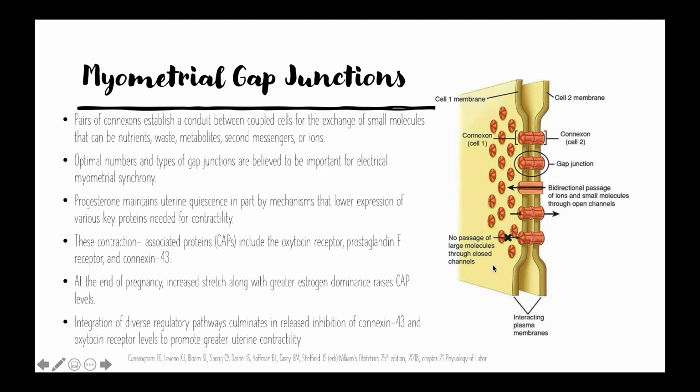Progesterone maintains uterine quiescence in part by mechanisms that lower the expression of various key proteins needed for contractility. These contraction-associated proteins, or CAPs, include oxytocin receptor, prostaglandin F receptor, and connexin 43. At the end of pregnancy, increased stretch along with greater estrogen dominance raises CAP levels. Integration of diverse regulatory pathways culminates in released inhibition of connexin 43 and oxytocin receptor levels to promote greater uterine contractility.